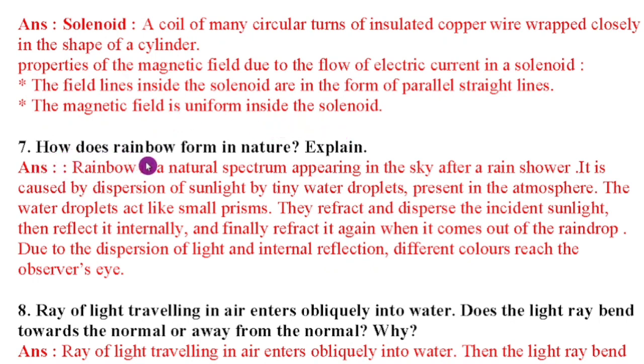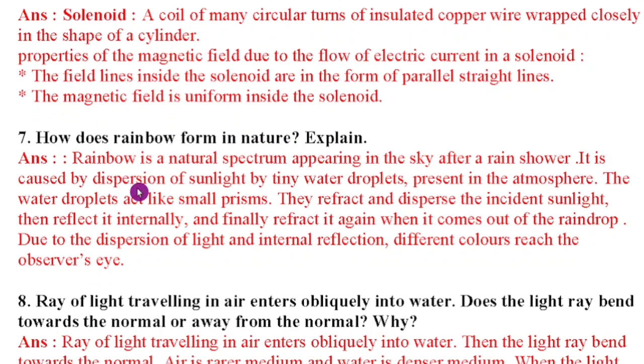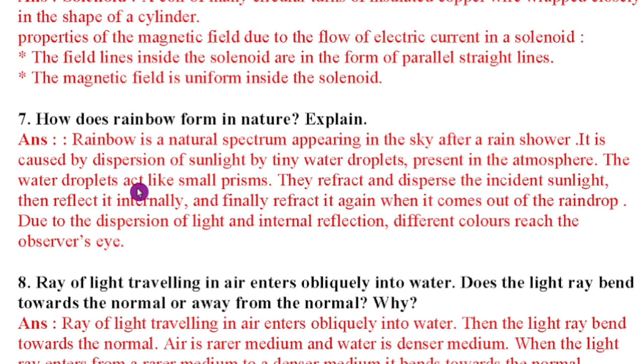Seventh question, how does a rainbow form in nature? Explain. So we already know that a rainbow will form 100% after the rain shower. So rainbow is a natural spectrum appearing in the sky after a rain shower.